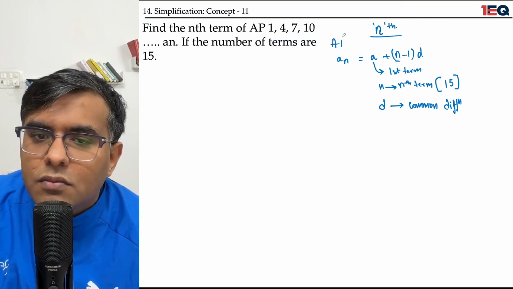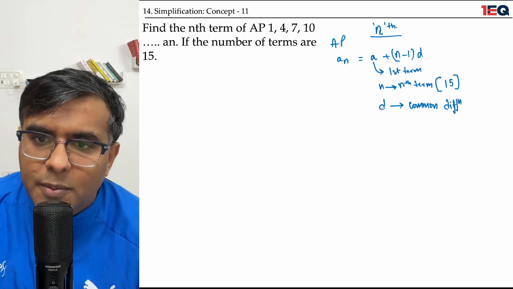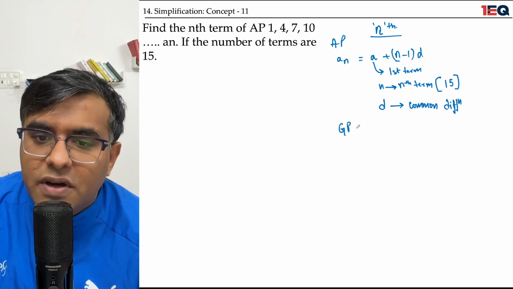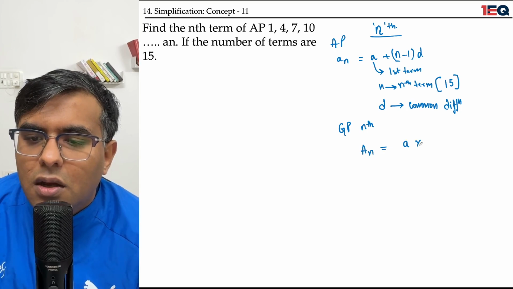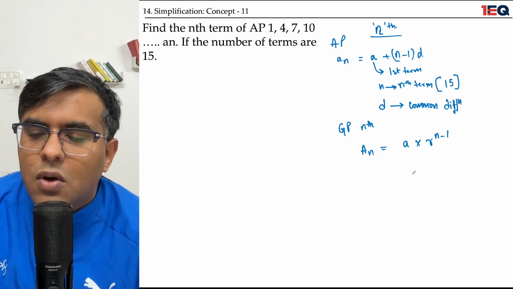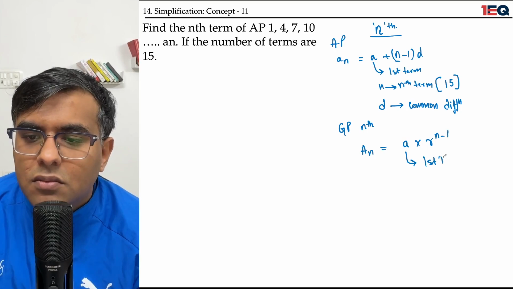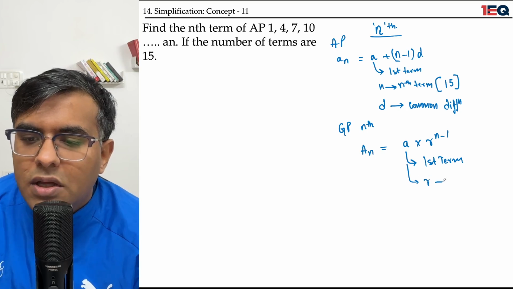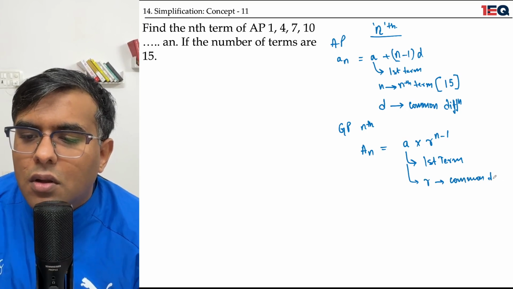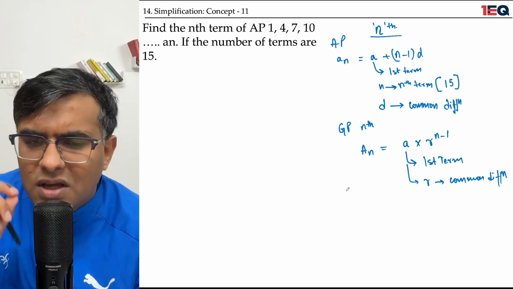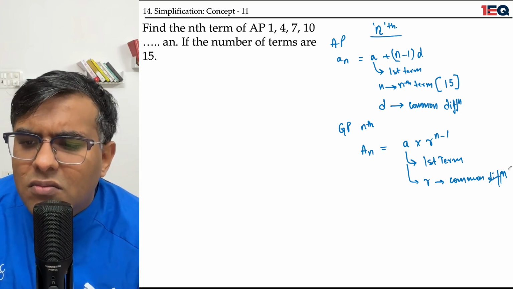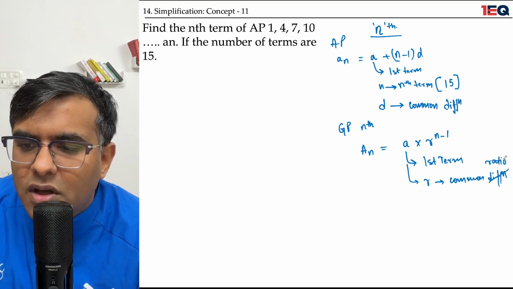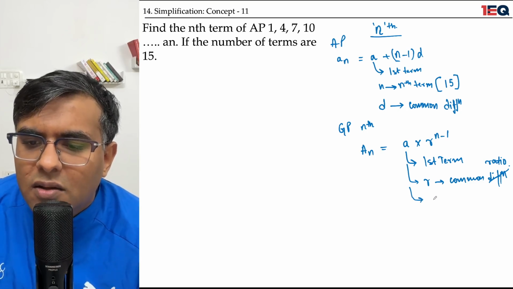So for an AP, if you wish to find the nth term, this is the formula. Similarly, for a GP, if you wish to find out the nth term, an is equal to a into r raised to the power n minus 1. A being again the first term, r being the common factor between two terms, the factor which will be multiplied in every consecutive term. Instead of calling it common difference, the standard definition calls it the common ratio r. And again, n stands for the nth term that we are talking about.